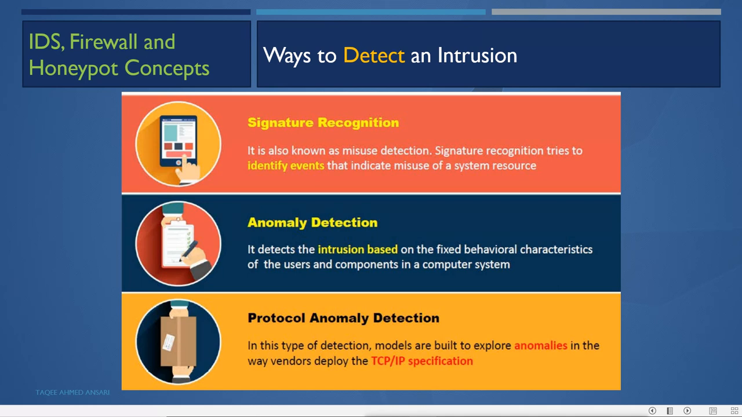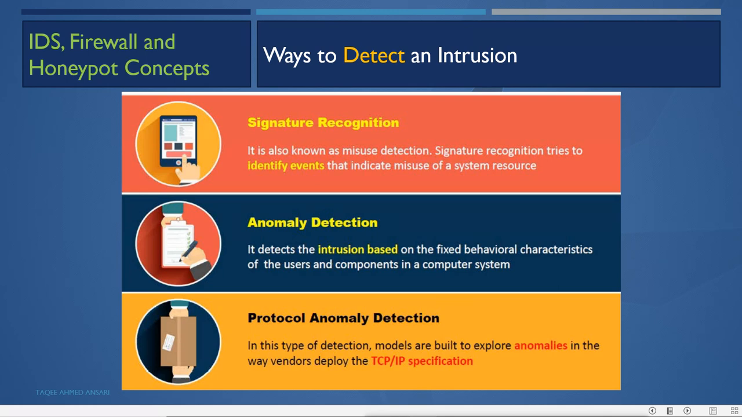Whatever the attacker does, like a scanning attack, a denial of service attack, or an exploit attack, it has a unique signature. So it will try to match it, and if it is matched, then it will follow the rules. Now the next is anomaly detection.